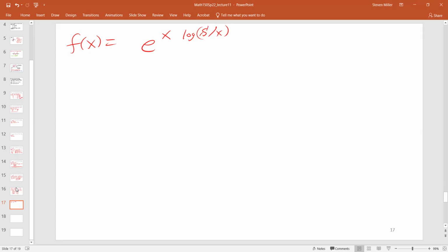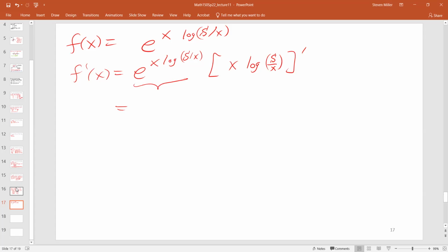How do I take the derivative of this? What rule do I use? Chain rule. So when I take the derivative, the first part is just e to the x log(s/x). And now I need the derivative of x log(s/x). What do I do to take the derivative of that piece? Product rule. And so you can see, wow, this is great, we get to review all these rules from derivatives. I'm going to just rewrite this. That's just f of x, which is never 0.